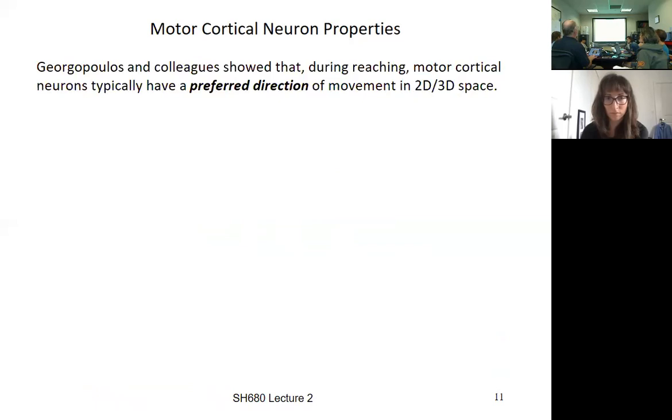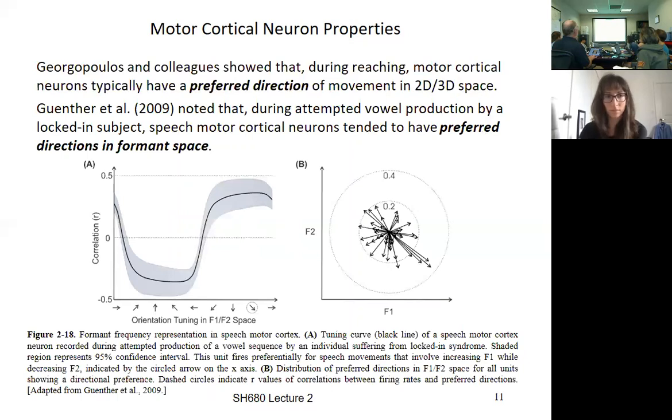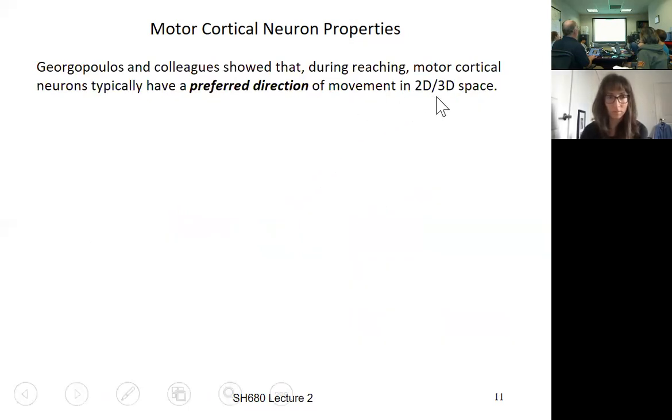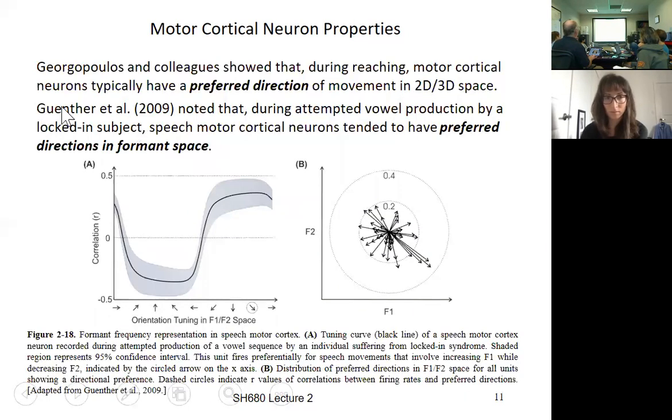Okay. As I mentioned, Georgopoulos and colleagues in particular are the ones that showed that there is a preferred direction of movement in 2D or 3D space. And in a paper we did with a locked-in patient that had microelectrodes that we could record single units from, and to my knowledge the only single unit recordings from the speech cortex so far, we were able to verify that you get a similar thing, except the preferred directions are represented in a formant space, or at least they can be represented.